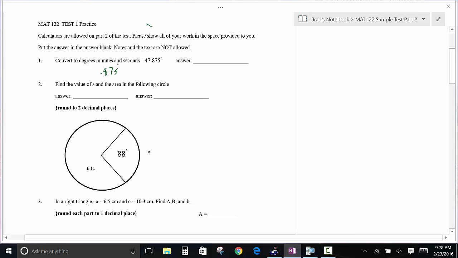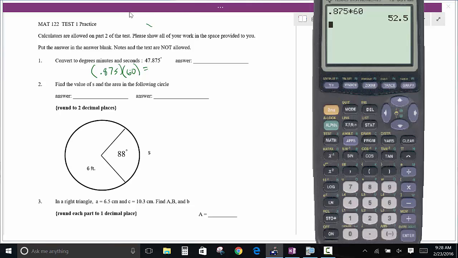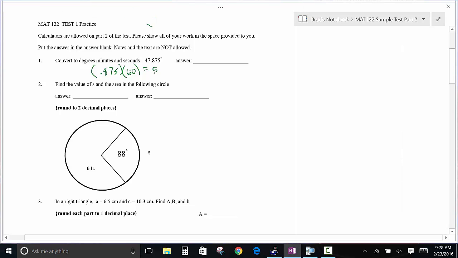You can take 0.875 and multiply that by 60, because you're changing this to degrees, minutes, and seconds. So 0.875 times 60. There's another way that I taught you how to do this too. That's going to give 52.5.